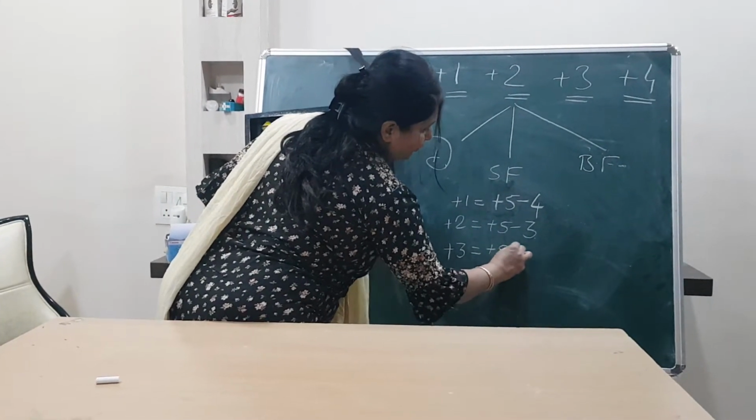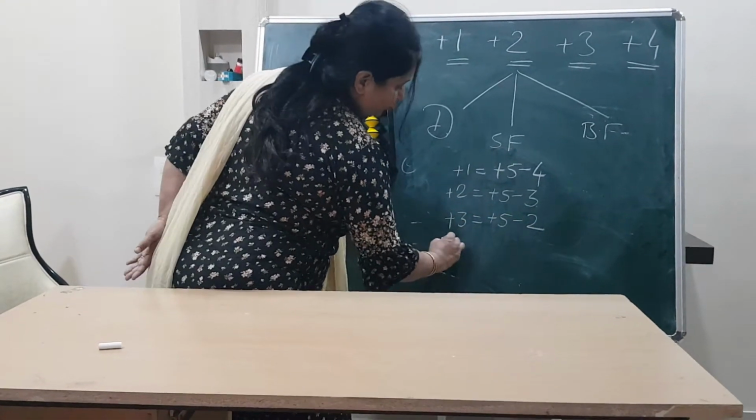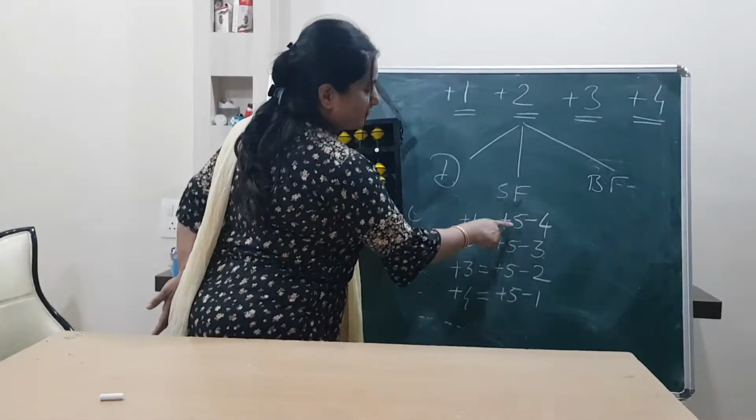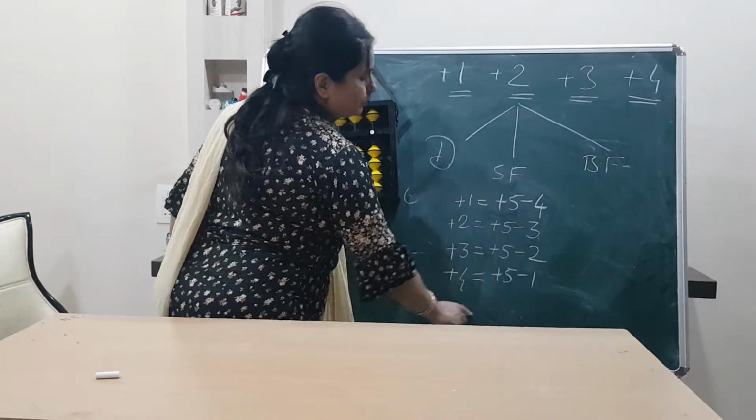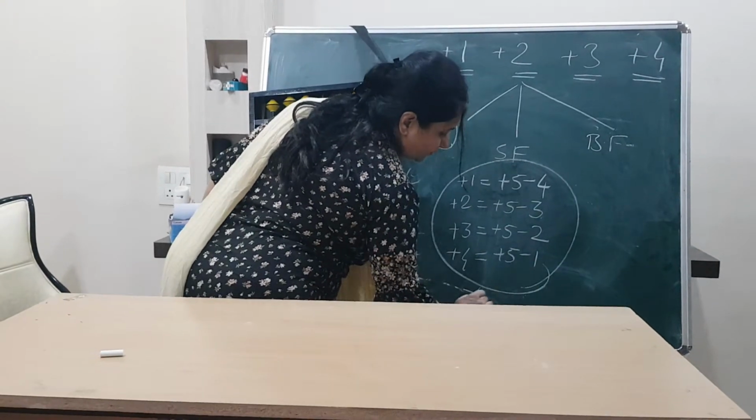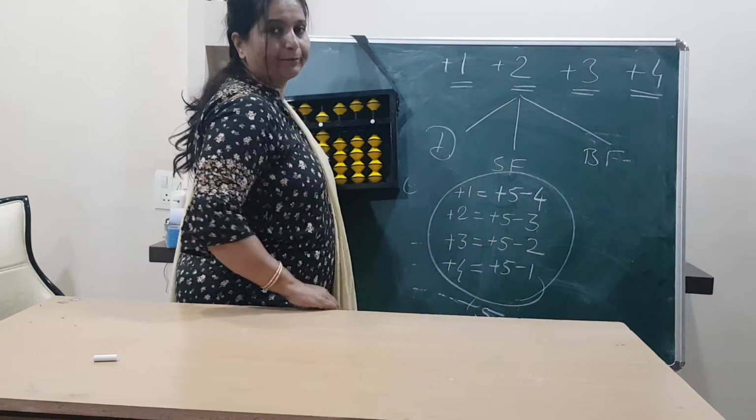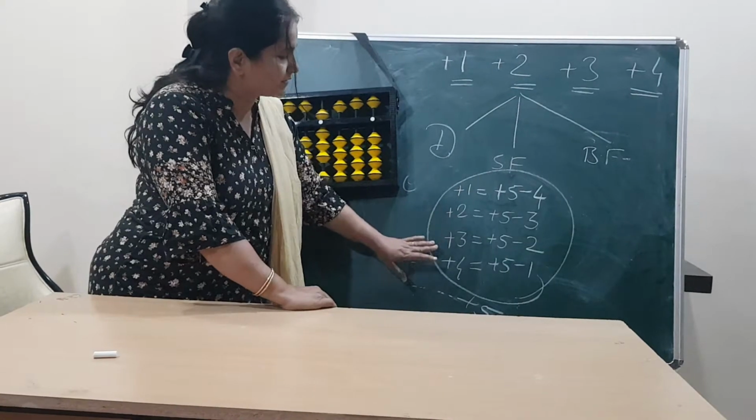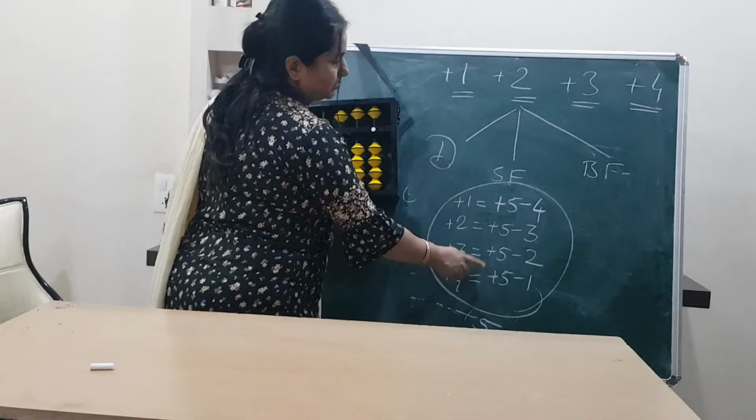3 friend 2: when you can't do direct 3, you have to give 5 and remove 2. And 4 friend 1. Just focus, 5 is fixed everywhere. So it is commonly called the plus 5 formula, because plus 5 is there everywhere. The plus 5 formula is used for plus 1, plus 2, plus 3 and plus 4. So these formulas you have to note down, children.